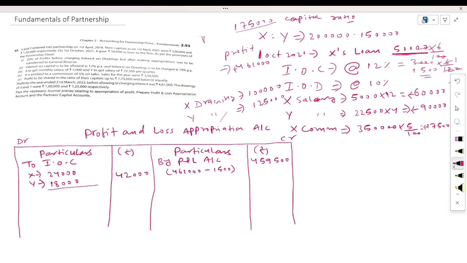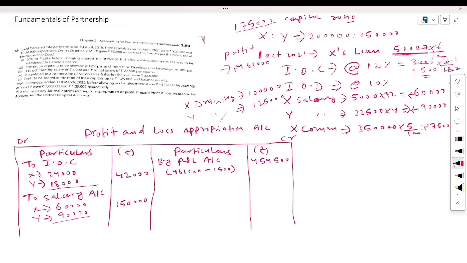Now we will have to provide salary to X and Y also. So we will write here salary account, X salary and Y salary. X salary is how much? Already calculated, 60,000. Y salary is how much? 90,000. It means the total salary will be 150,000. This is the salary amount.